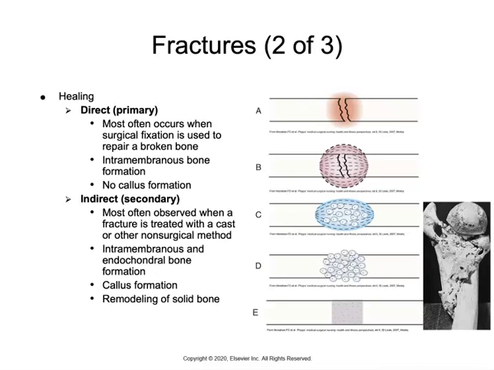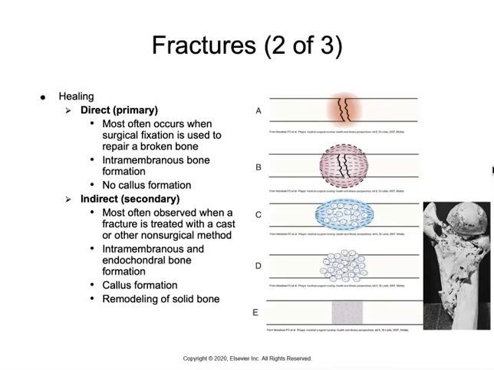Now let's talk about how we heal from a fracture. So first we have our direct or primary healing that takes place, and that is going to happen more with surgical fixation that was used to repair the broken bone, most likely put it within alignment if it was misaligned, and we start to get some intramembranous bone formation. And this is straightforward because we have the bone cortices right next to one another, and especially when we have that surgical fixation in place, right? So no callus is going to form in this direct method of bone healing.